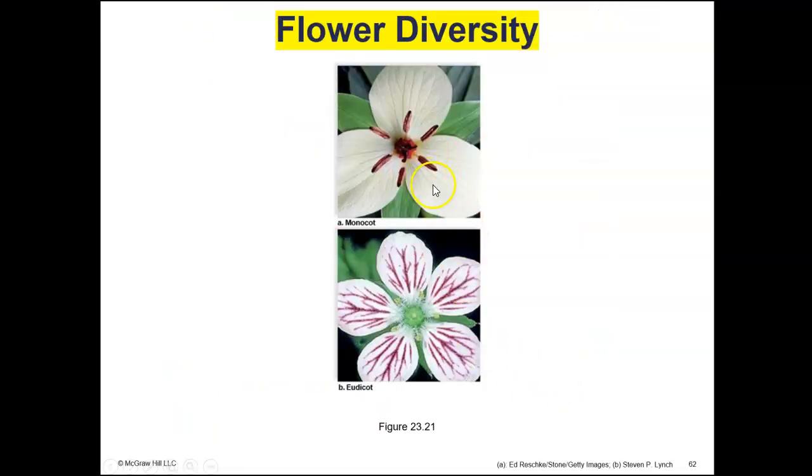So just looking at some pictures, this is a monocot. You can see that there are 1, 2, 3 flower petals. There are 1, 2, 3 sepals. And the male structure is called the anthers. There's 1, 2, 3, 4, 5, 6. So that is threes or multiples of threes. And then the eudicot here has 1, 2, 3, 4, 5 petals. I can't really count the sepals, but I can see 5 male parts. 1, 2, 3, 4, 5.